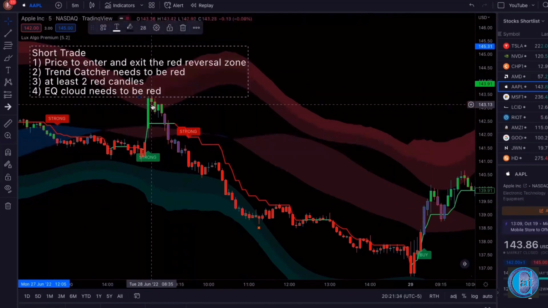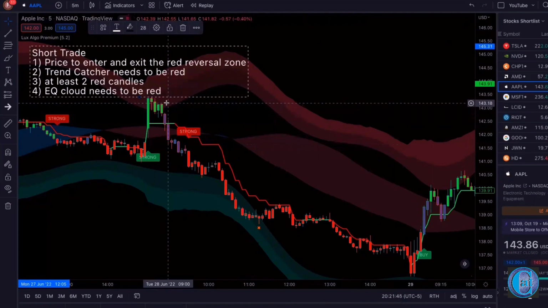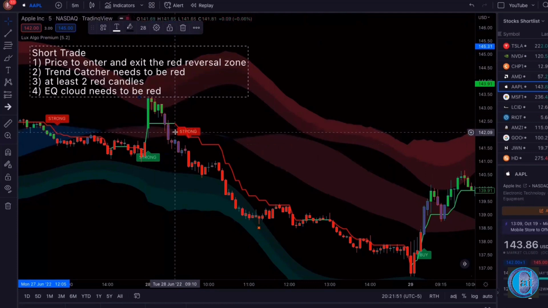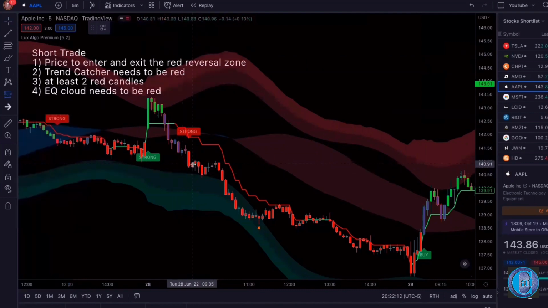So price action hits the reversal zone. And by the way, this is all on the 5-minute chart. Okay. So this is great for scalping. Price action hits the red cloud, bounces back down. You see some uncertainty right here with the purple candles. Trend catcher turns red. So now it's predicting that the trend's changed. It's going to be going negative. You get a strong sell signal and you get your first red candle right here, turns from purple to red. Second candle, this is where I would get in on this trade. Okay, on the third candle.